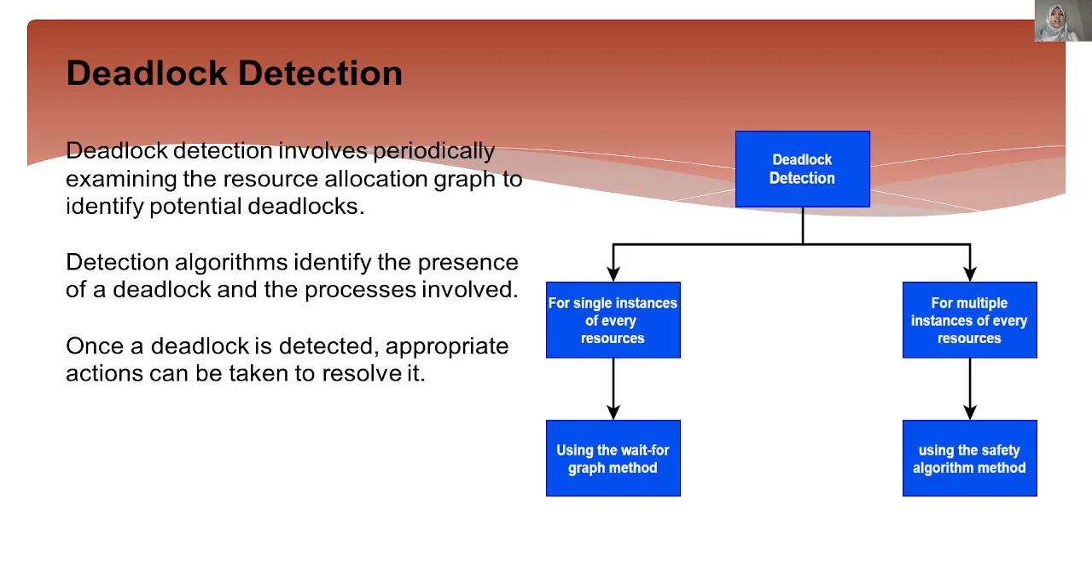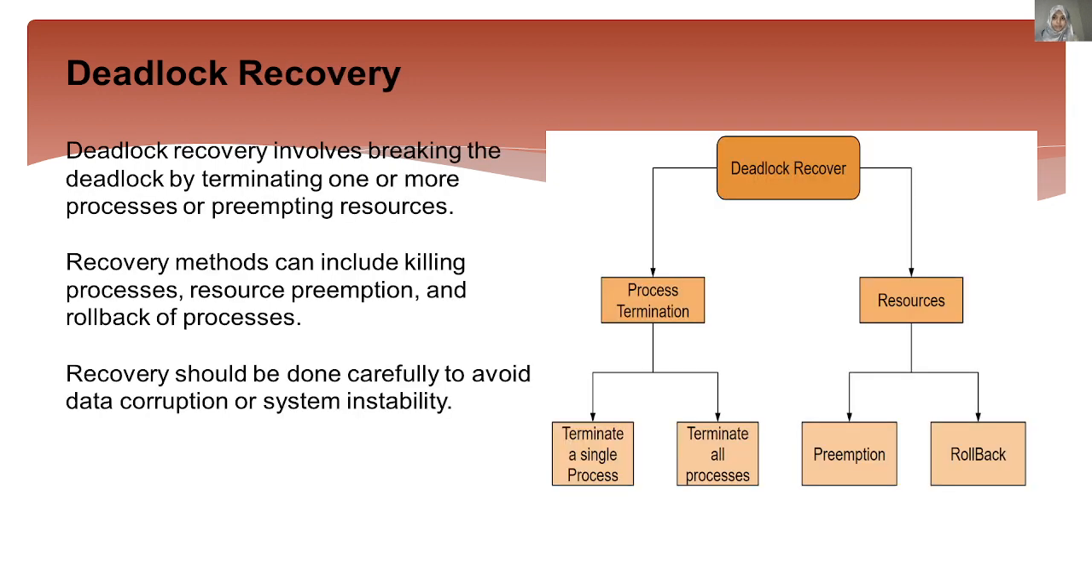Deadlock detection. Deadlock detection involves periodically examining the resource allocation graph to identify potential deadlocks. Deadlock algorithms identify the presence of a deadlock and the processes involved. Once a deadlock is detected, appropriate actions can be taken to resolve it.